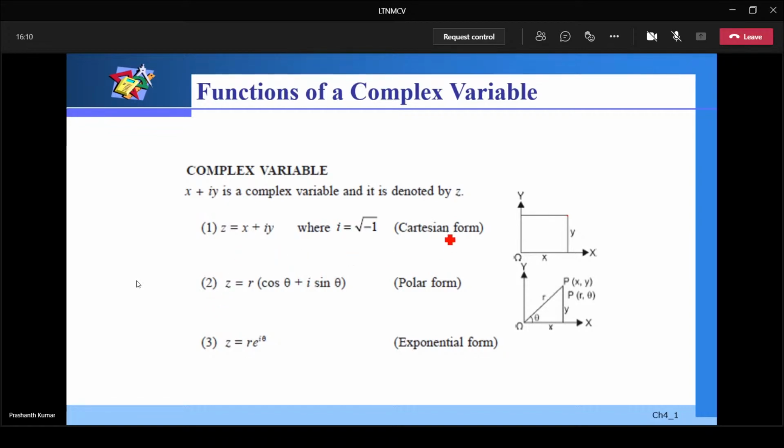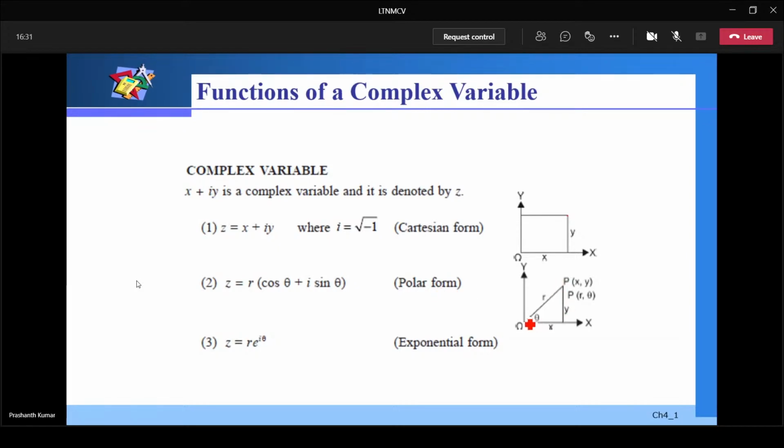And the second way. Not only the Cartesian form, we also have the polar form. What is a polar form? For the complex variable, z is equal to r into cos theta plus i sin theta. This I also discussed yesterday. r into cos theta plus i sin theta, this we call the polar form.